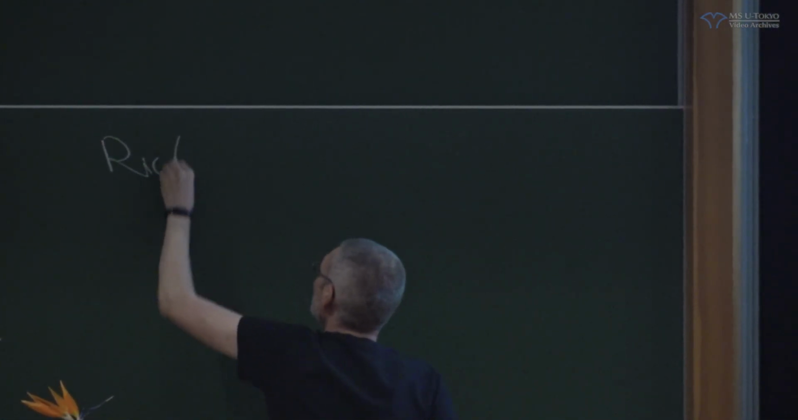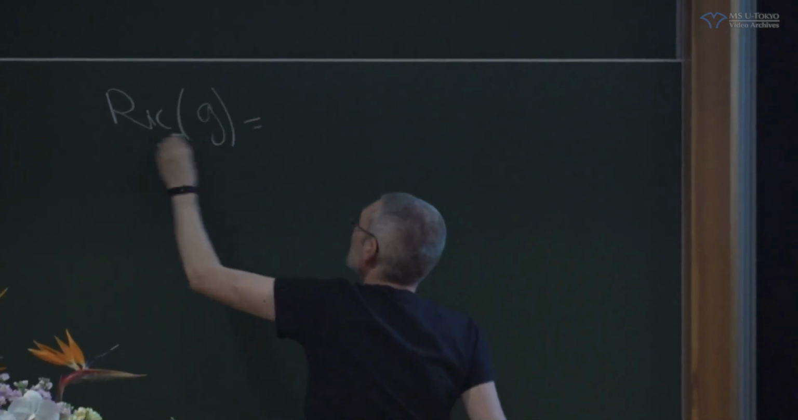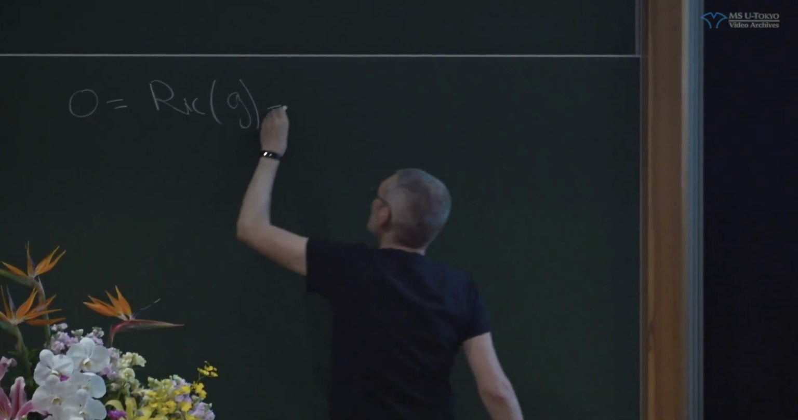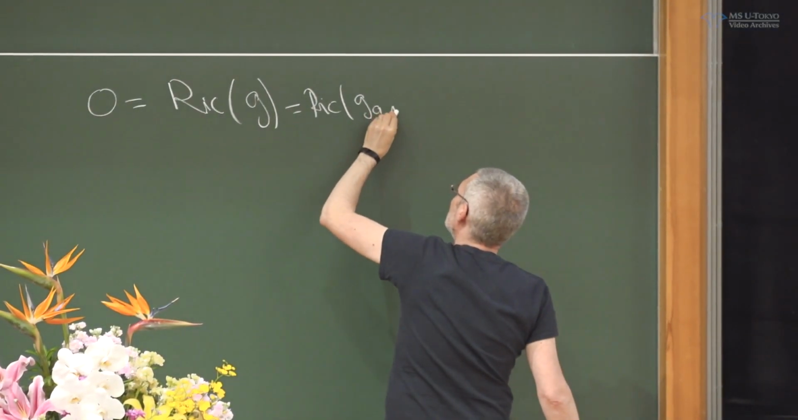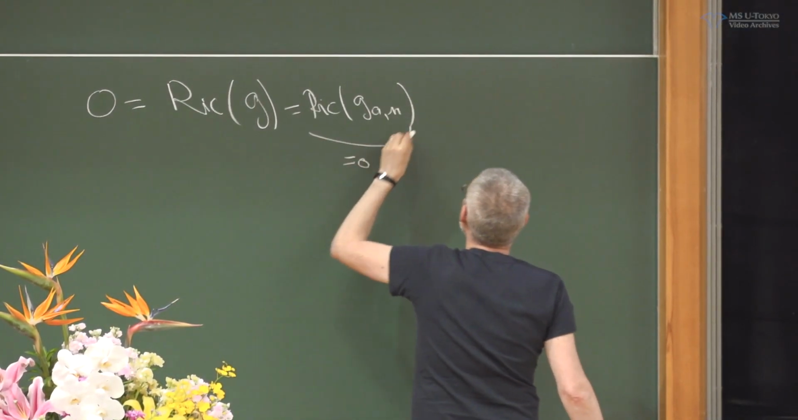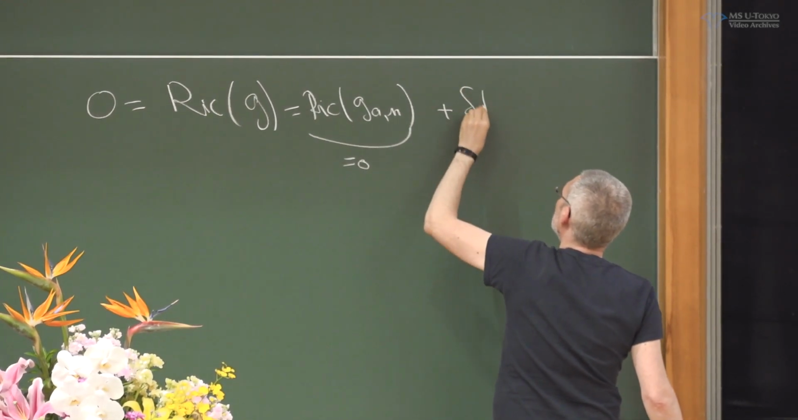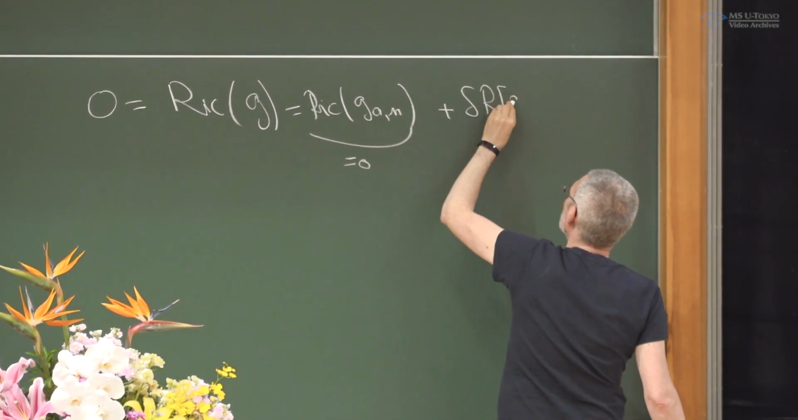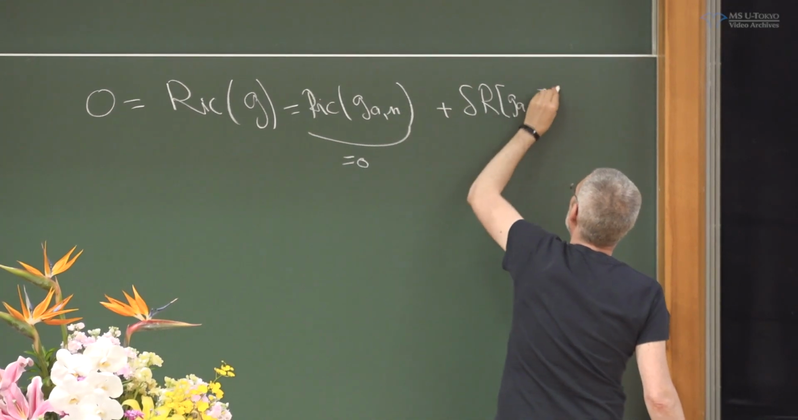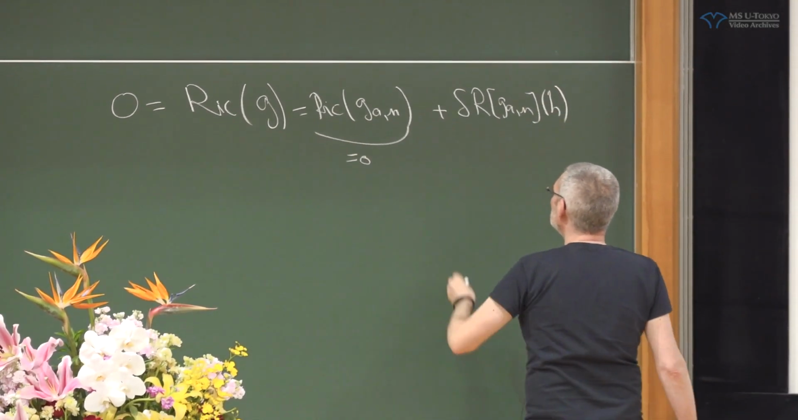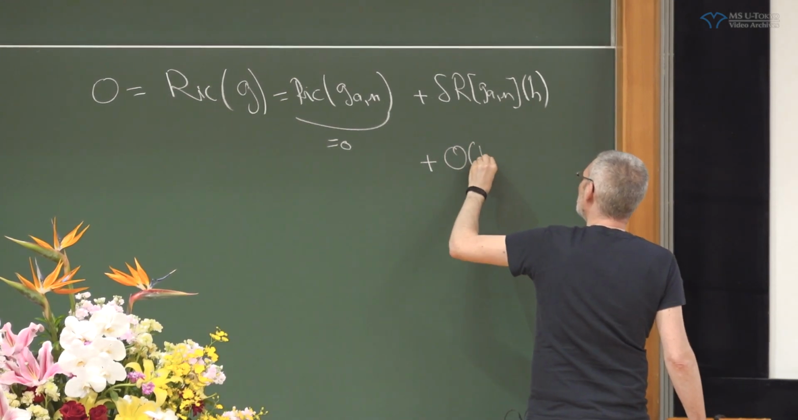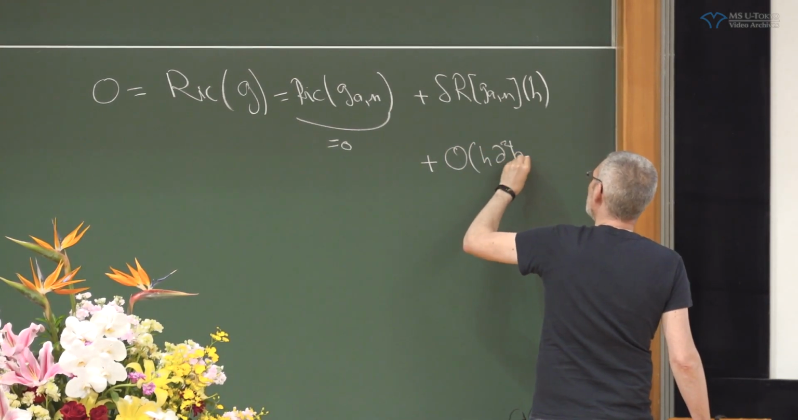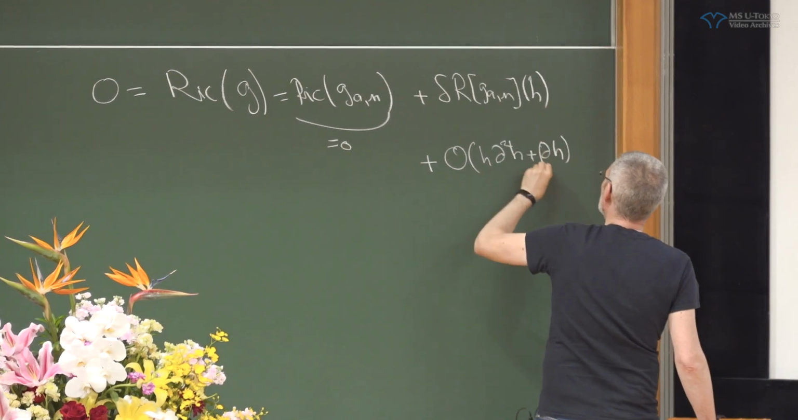So I have the Ricci of my metric. This is 0. This is what I'm looking at. And then I can expand. I can say that this is the Ricci at Kerr, which itself is 0. And then I have a first order term, which is the variation of the Ricci tensor at the Kerr metric applied to my perturbation h. And then, of course, I have higher order terms. Let me symbolically denote them by h∂²h plus h², which is what you would see in a generic coordinate system.